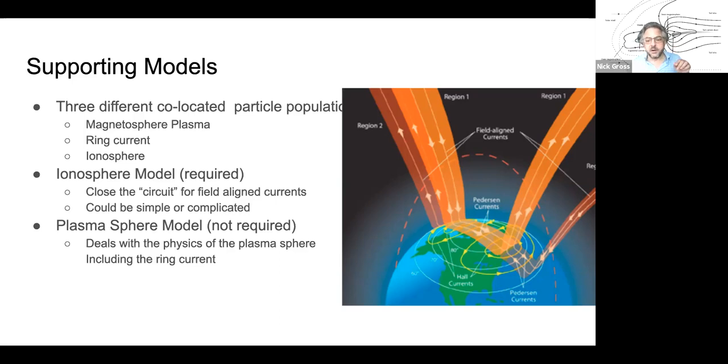The ring current is also modeled through a plasma sphere model. That's not required, though. If it's not there, then any of the inner magnetosphere details are not going to be right. So that's something to keep in mind. That's something you want to ask when you're looking at magnetosphere models: do they have a plasma sphere model embedded in it? But the ionosphere model is absolutely required.